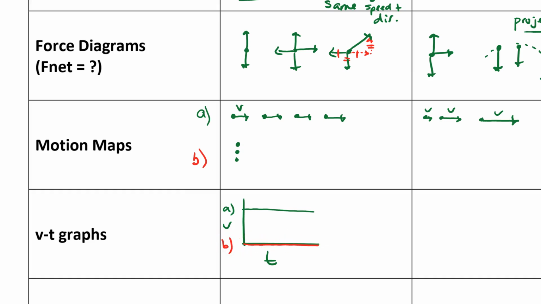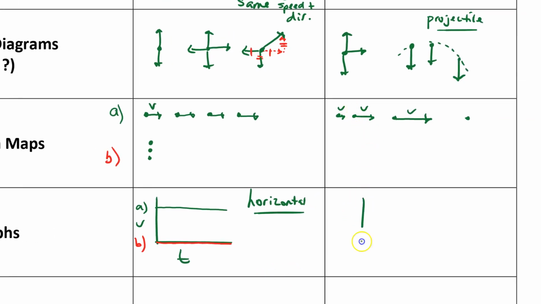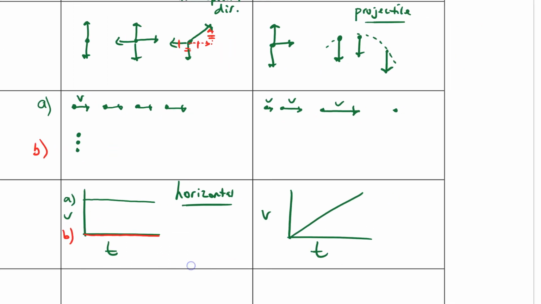So what's the takeaway from this? What's in common here? These are horizontal, because the velocity is not changing, so that's why it would be horizontal. For the unbalanced forces, if I just use my example from above, I see that it would kind of look like this. So here, not horizontal.